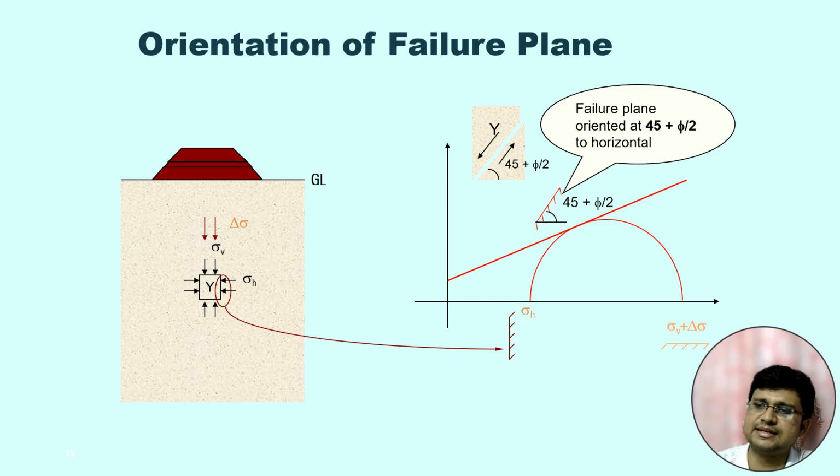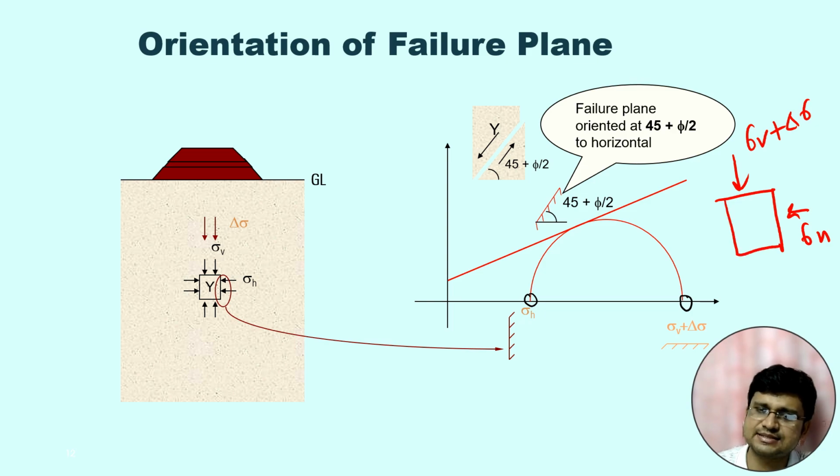Now one other thing is very important. What is the plane of failure? Which one will be the plane of failure? That is very important. And at that time the concept of pole will become very important. For the failure condition, this is the horizontal stress and this is the increased vertical stress. So this particular point is the point with respect to the horizontal stress, and this particular point is the point with respect to the vertical stress.